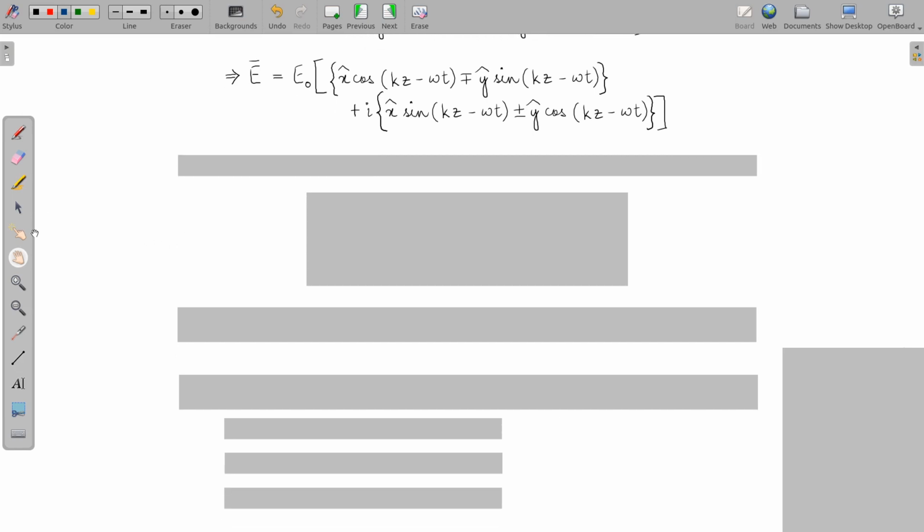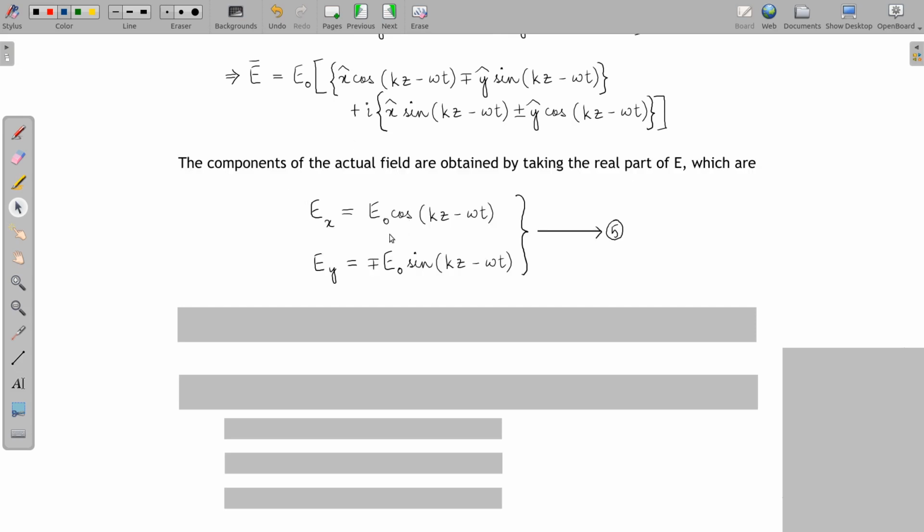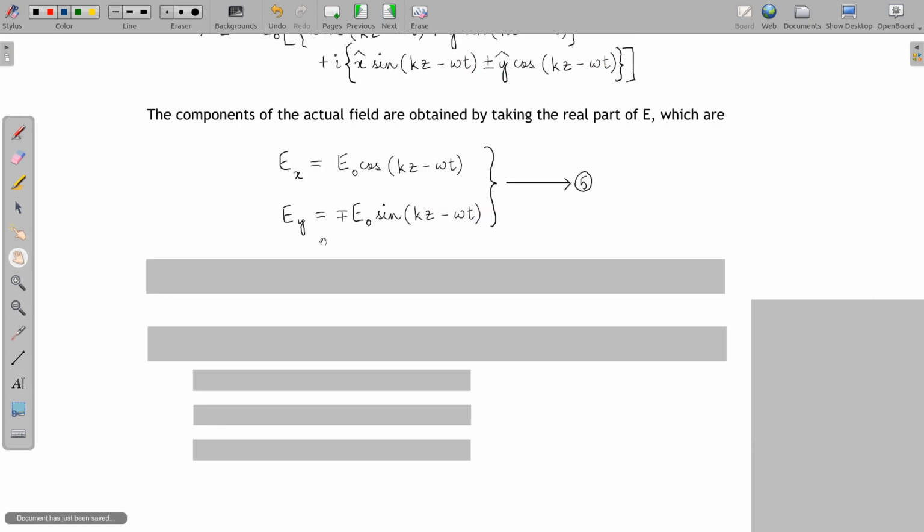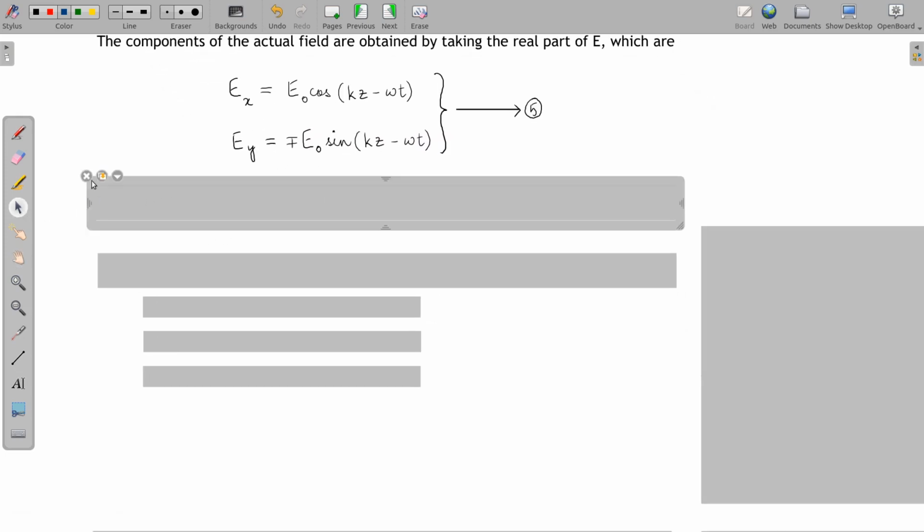So we'd like to know what are the components of the actual field. The components of the actual field are always obtained by taking the real part of the electric field. So we'll take the real part of the electric field, and this is the x component and this is the y component. So Ex, which is the x component of the electric field, is going to be equal to E naught cos(kz minus omega t), because the x component is whatever you're multiplying with x cap. That's the x component, and the y component will be E naught times sin(kz minus omega t). So we will combine them, and we'll call these two together equation number 5.